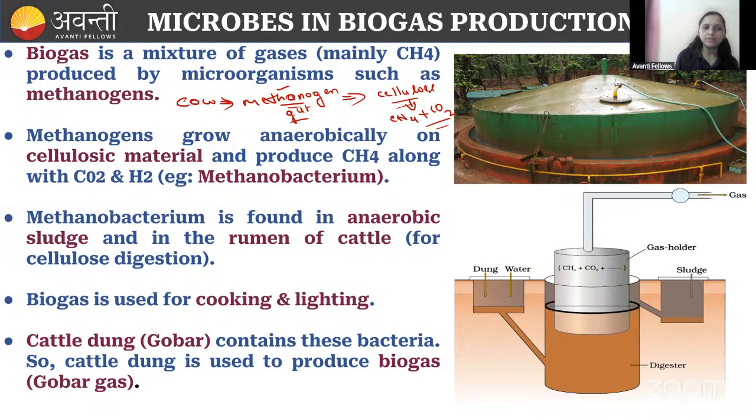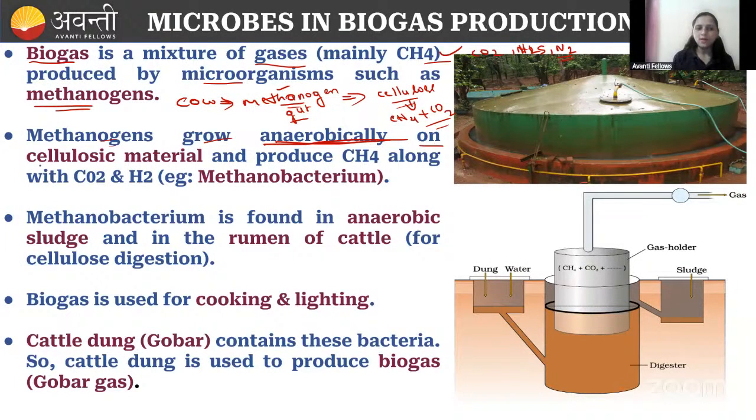Okay. So let us go to biogas. Biogas is a mixture of gases: methane, carbon dioxide, H2S, and N2, nitrogen. The main component, 50 to 75 percent, is methane gas. That is produced by microorganisms such as methanogens. These methanogens grow anaerobically. Kindly remember, these methanogens are anaerobic. They do not require oxygen. Okay, no need of oxygen.